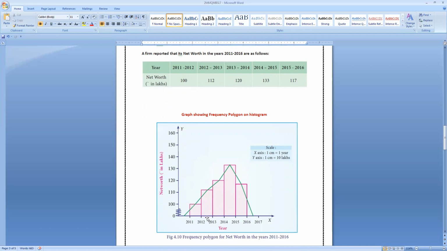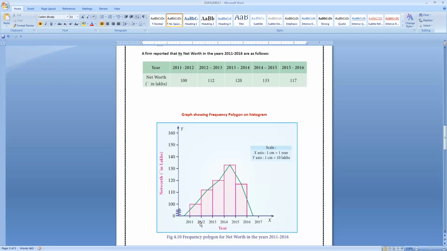So here we are showing the number of years on the x-axis. On the y-axis we are highlighting the net worth, which is given in lakhs. On the x-axis 1 centimeter is 1 year, and on the y-axis 1 centimeter is 10 lakhs. So on the y-axis we started from 100 to 110, 120, 130, 140, 150 and 160. Exactly one box indicates 1 lakh. On the y-axis it starts from 0, then on the x-axis we have 2011, 12, 13, 14 till the year 2016.